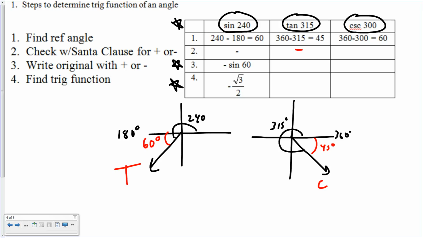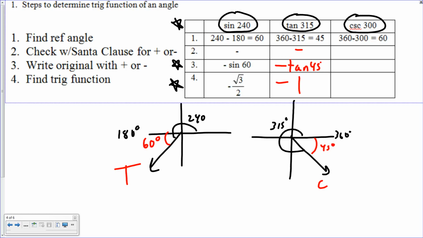I now think, how do I rewrite it? So it's exactly the same, negative tangent of 45 degrees. How do I evaluate negative tangent 45 degrees? I go to my table and I see what is the tangent of 45, and I see that that is equal to 1. Doing the same thing for the third one.